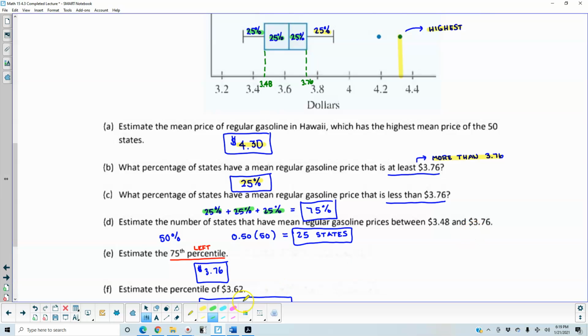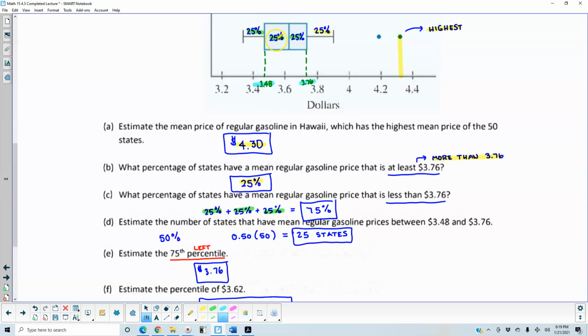In Part D, it says, estimate the number of states that have mean regular gasoline prices between $3.48 and $3.76. So here's $3.48, which is quartile 2. And over here, this is quartile 1. And this is quartile 3, which is $3.76. And we want to find out what is the number that would be in between this value.